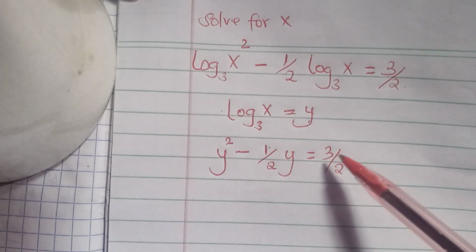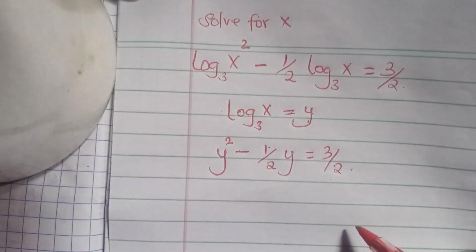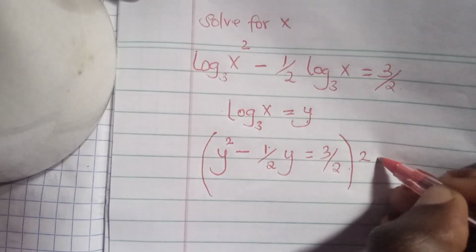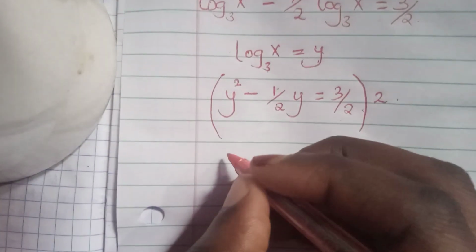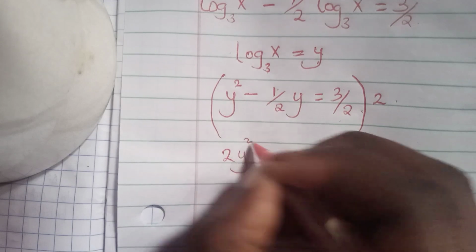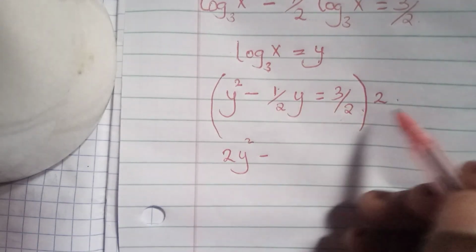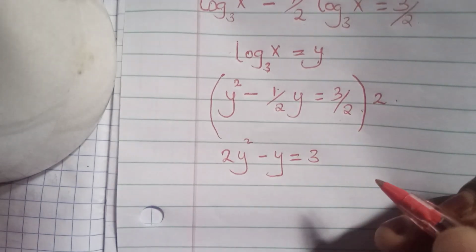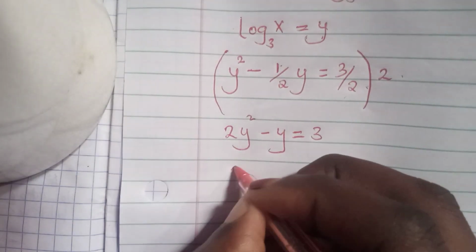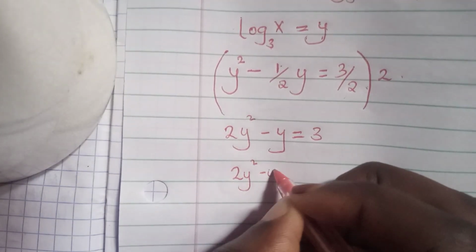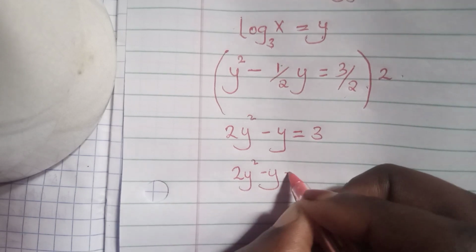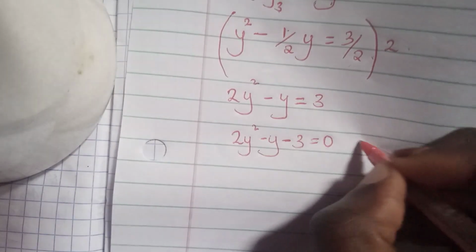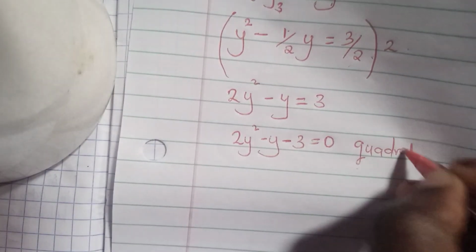Now you can see a half and 3 over 2 here are fractions. So to get rid of the fraction and have whole numbers, let us now multiply everything by 2. So this will be 2y squared minus a half times 2, this will be y, is equal to 3. Okay, so 2y squared minus y, bringing 3 to the other side, this becomes minus 3 is equal to 0. So we are equating it with 0. We have formed a quadratic equation.